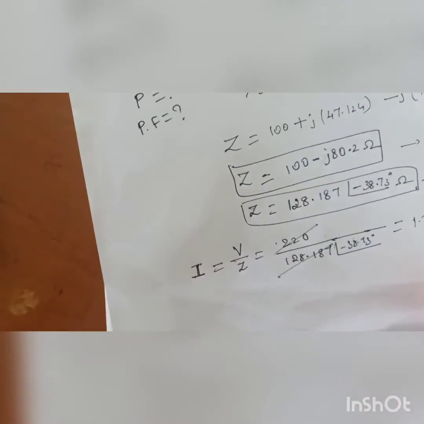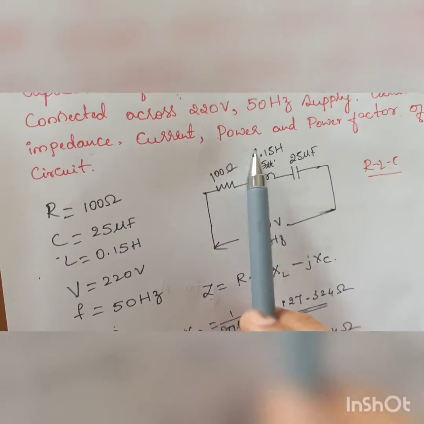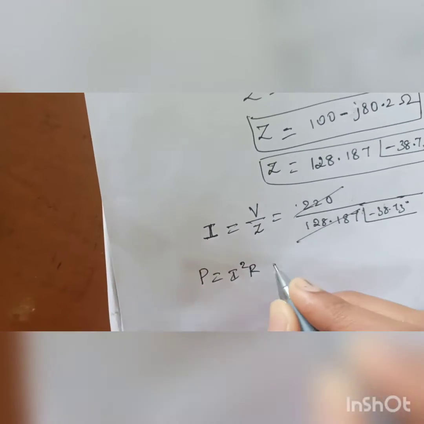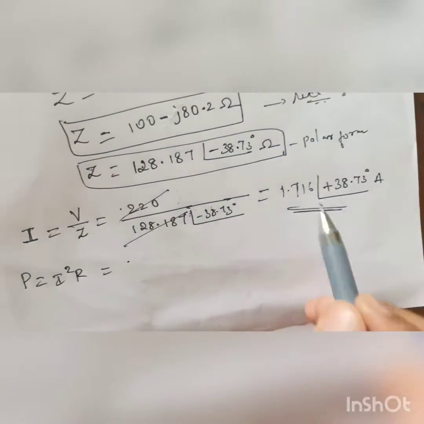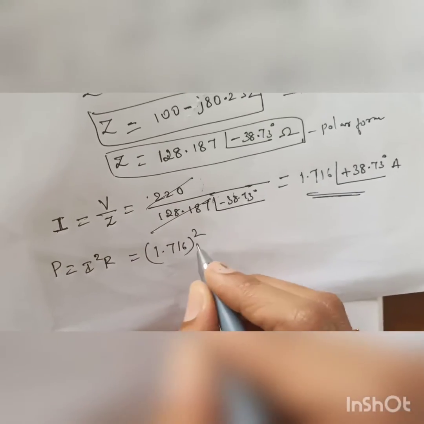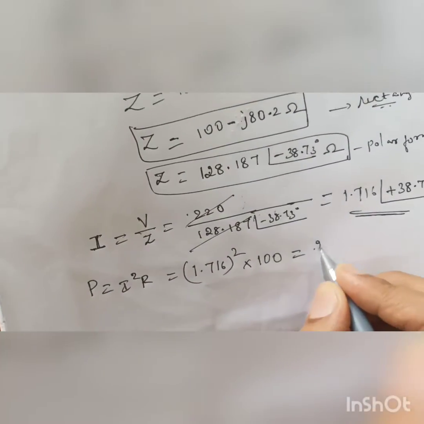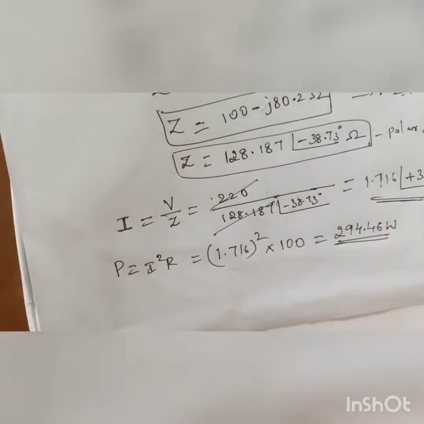So we have got the value of current, and later on we need to find the value of power. In order to find the power we have I square R. We take the magnitude of the current, which is 1.716, squared, into R, which is 100. Then you'll get the value of P as 294.46 watts.